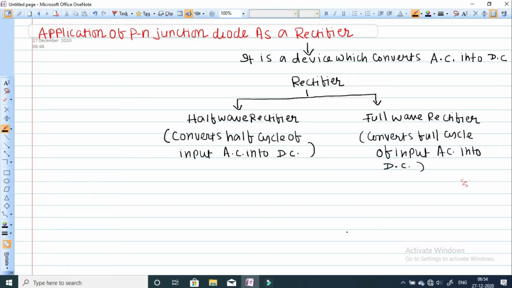The name of the device which converts AC into DC is rectifier, and basically this rectifier uses the PN junction diode to convert AC into DC. So one by one we will study the half wave rectifier and full wave rectifier in detail. So let's start with the half wave rectifier.